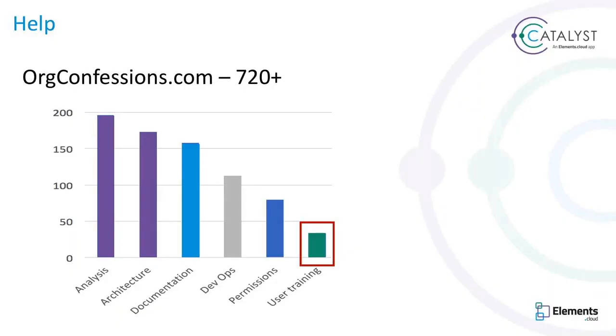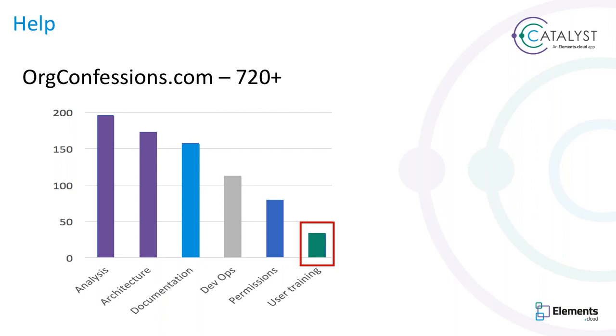When we look at all confessions, and there are over 720 confessions now, and look at the root cause analysis, user training, whilst it's not the highest issue, is certainly a major issue in terms of users following the applications in the way that is expected. And I think we all have examples where users do things which are completely unexpected, which often screws up data and certainly isn't using the application the way we expected.